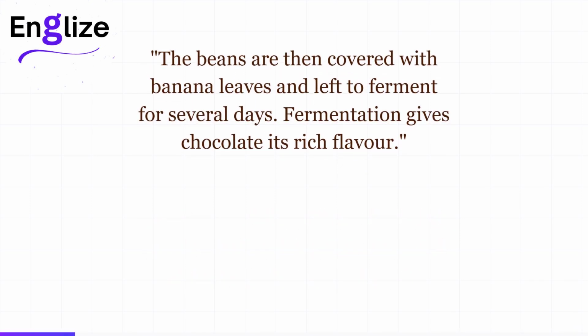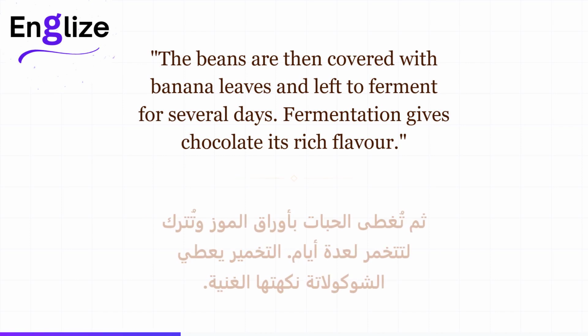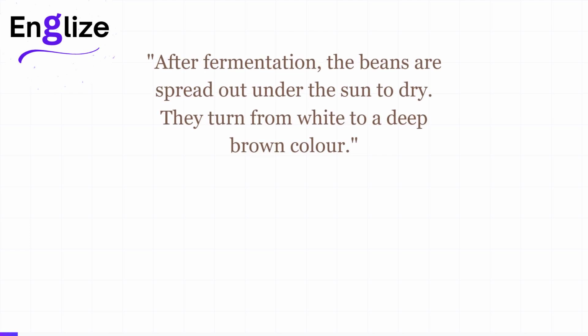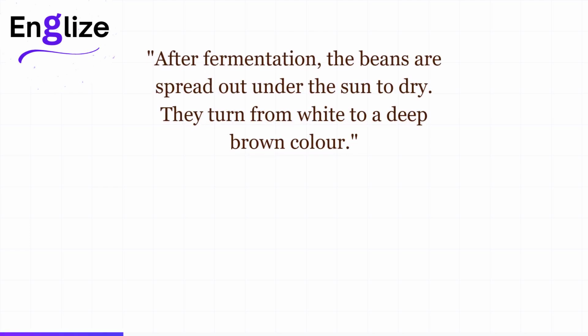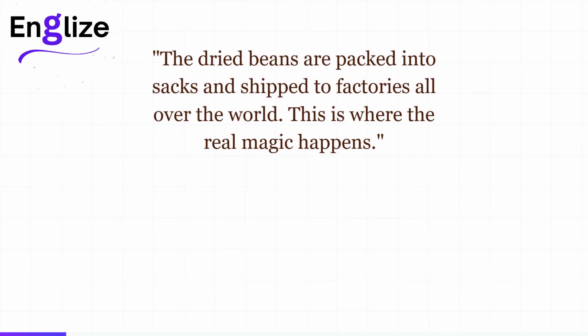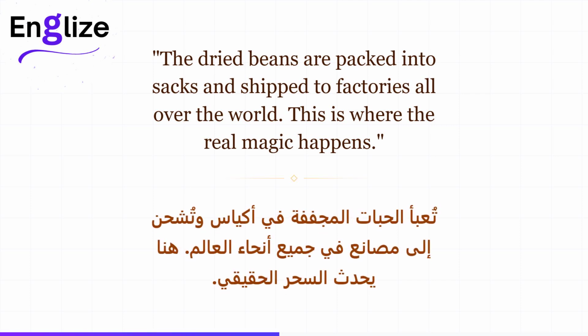The beans are then covered with banana leaves and left to ferment for several days. Fermentation gives chocolate its rich flavor. After fermentation, the beans are spread out under the sun to dry. They turn from white to a deep brown color. The dried beans are packed into sacks and shipped to factories all over the world. This is where the real magic happens.